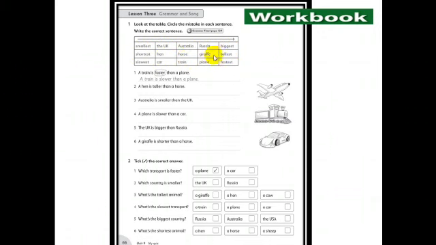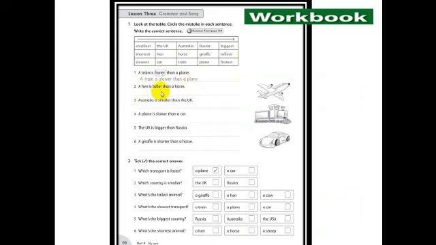Now we have some animals, hen, horse, and giraffe, from the shortest animal to the tallest animal. What is the tallest animal? The tallest animal is a giraffe, yes. Now we have transport, car, train, plane, from the slowest to the fastest. Car, train, plane. A plane is the fastest transport. Number 1, a train is faster than a plane. Circle faster because it's false. A train is slower than a plane.